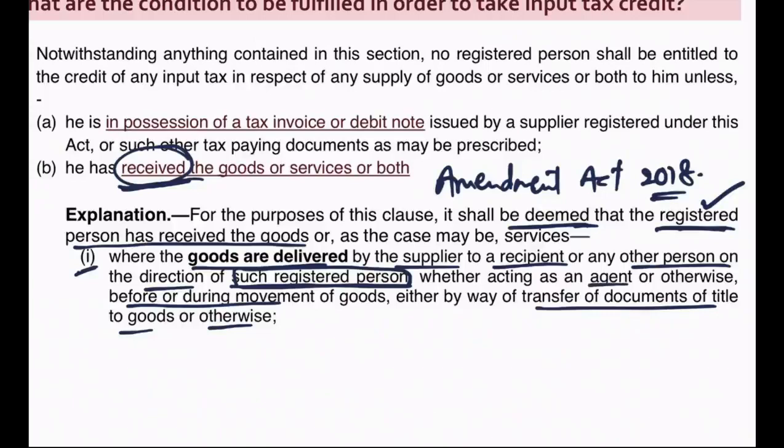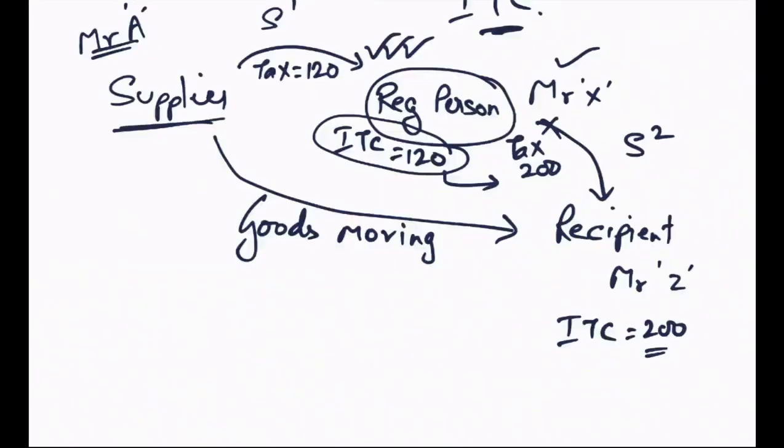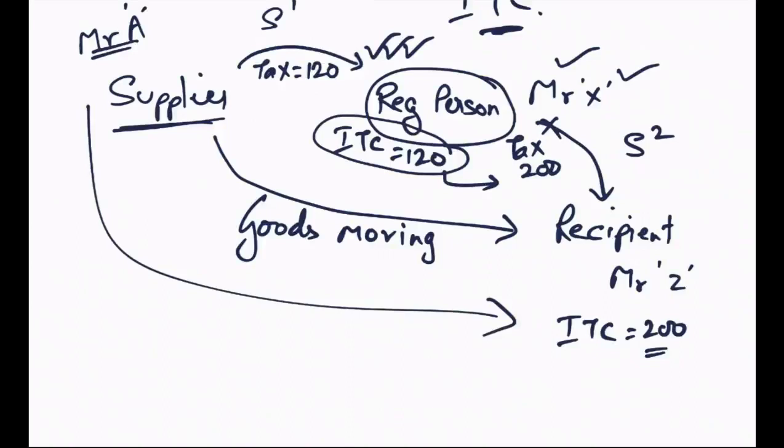Whether acting as an agent, means this X can be an agent of the recipient, or otherwise he may not be an agent, he may be just a middleman, okay, before or during the movement of goods. So this whole thing happens before or during the movement of goods, right, from Mr. A to Mr. Z, either by way of transfer of documents of title or otherwise. So he can supply it by way of transferring documents of title, the bill of lading, okay, or the lorry receipt, or otherwise means he can inform it beforehand only. So as we saw, here Mr. X can inform Mr. A beforehand to supply goods to Z directly. So then the bill of lading will be going directly from A to Z, or Mr. X can book the goods in his name, so he gets the lorry receipt or the railway receipt, etc., and then he assigns it to Z and says that you go and take delivery. So that can also happen.